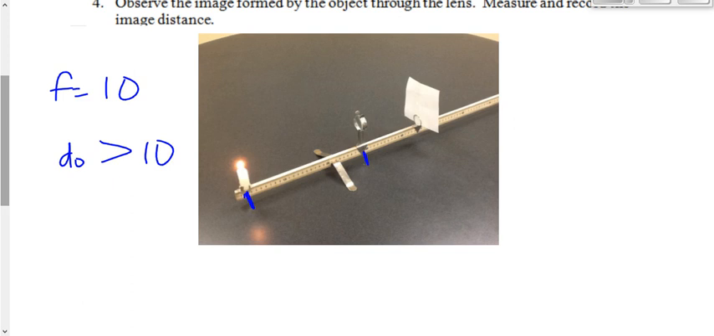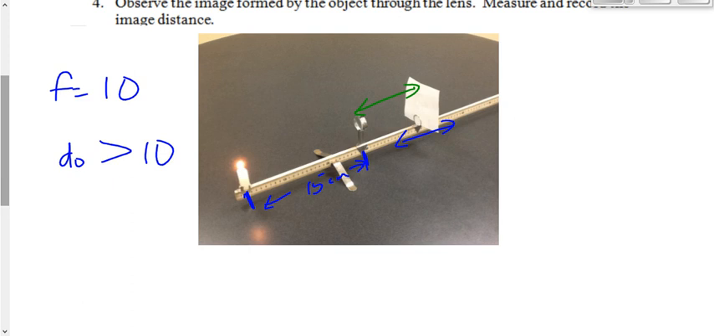So keep your candle there. Put your lens, let's say 15 centimeters away. That would be my object distance. And then you're going to move this card back and forth until you see a good, sharp, focused image of the flame flickering about on that card. Then you're going to measure this distance from the lens to the card, and that will represent your image distance.